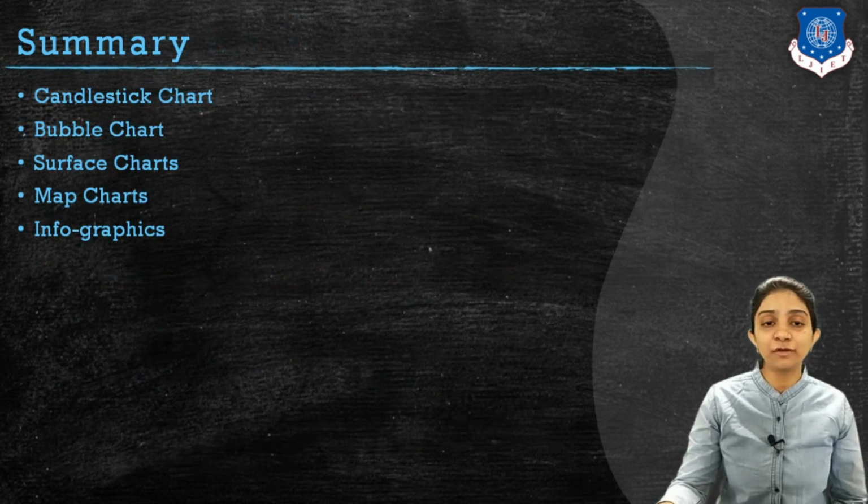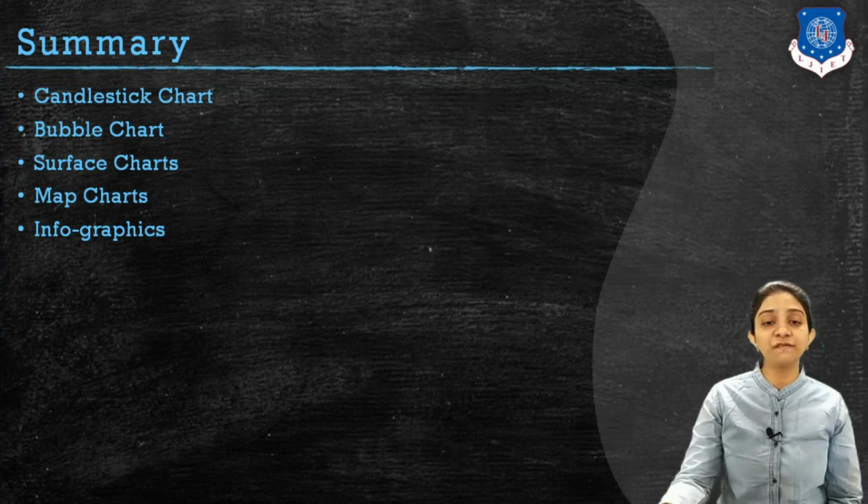So that is all for today. We have seen the advanced charting primitives such as candle charts, bubble charts, and surface charts.